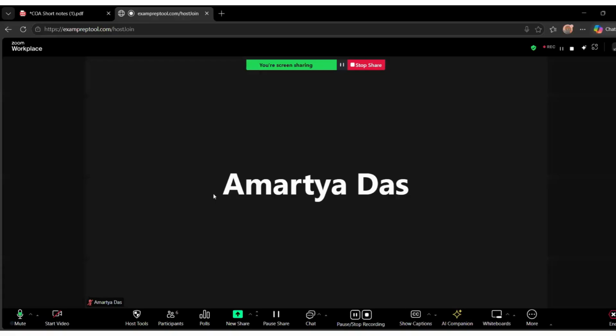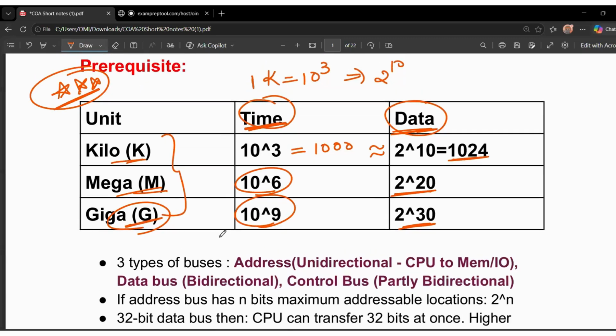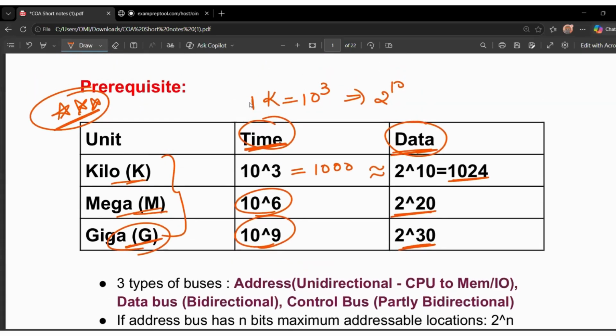Because these things are coming in the questions again and again. So whenever you have to tell things in terms of time, for the units kilo, mega, and giga, use these particular values. And if you want to give the answer in terms of data, then use these values.